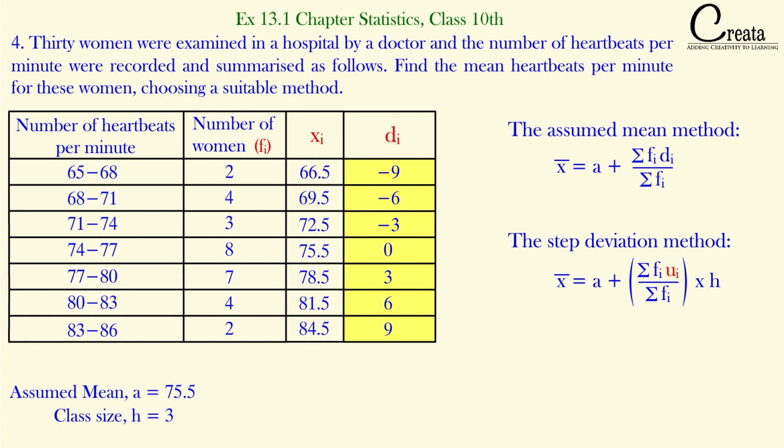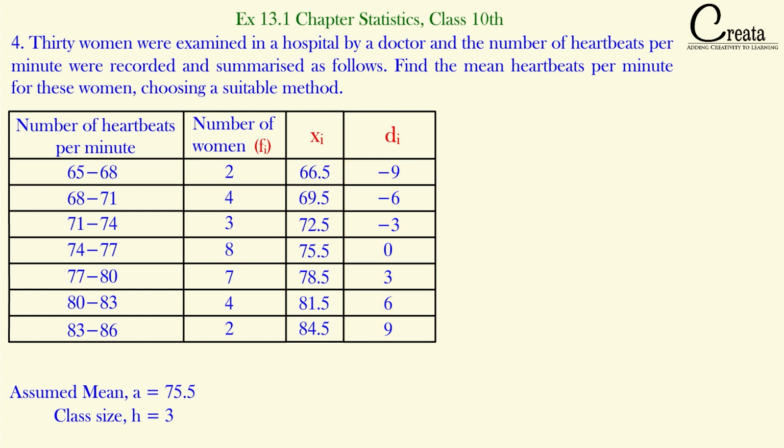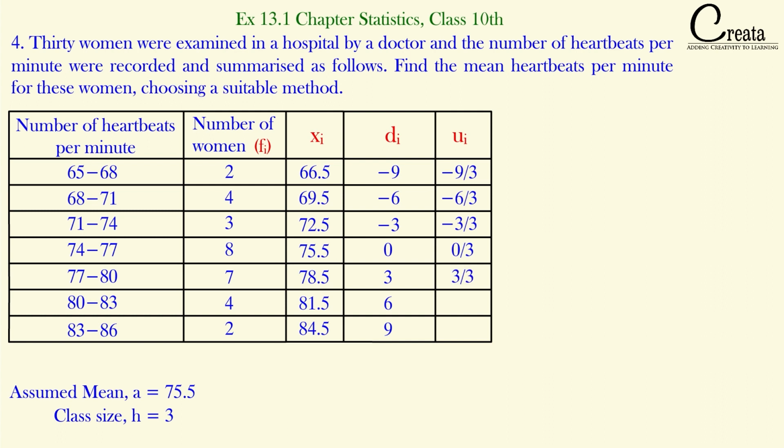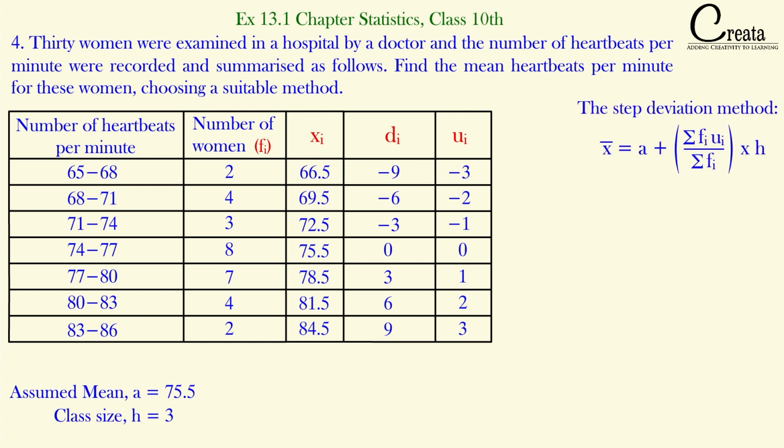So what do we do in the step deviation method? We add one more column, which is ui. We divide the deviation by the class size. Here we will divide all these values of the deviation by 3, which is the class size. We got -3, -2, -1, 0, 1, 2 and 3. These are all the values of ui. Got it?